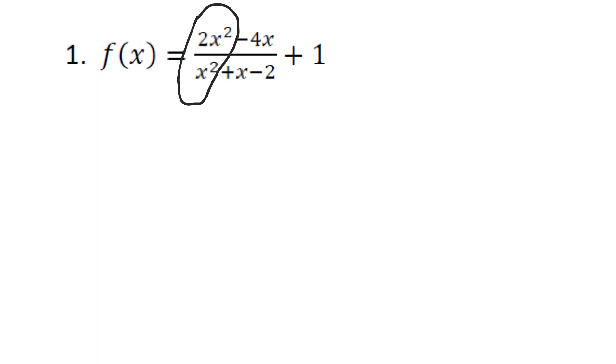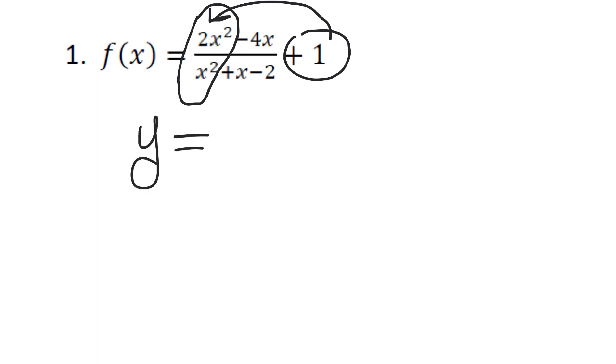Exponents are the same. That's an EATS. So you divide coefficients. So DC. So 2 over 1. However, you still have this plus 1. So what you need to do is add that 1 to the 2 that's already here. So your horizontal asymptote is going to be y equals 3.